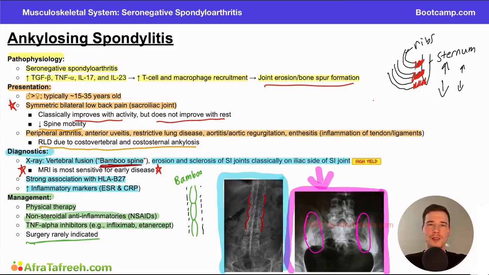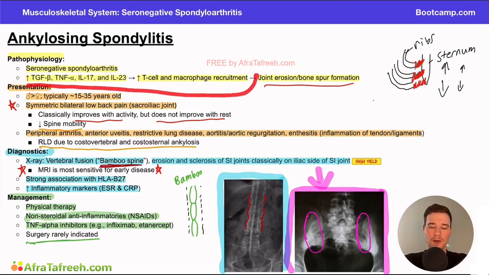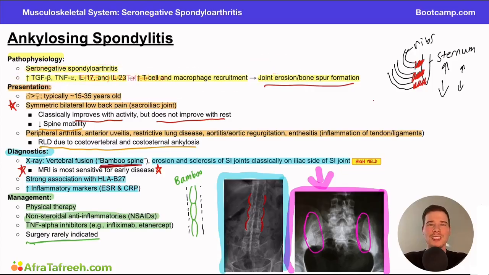So just a quick recap of this video. Again, we're talking about our seronegative, or negative for rheumatoid factor, spondyloarthritis or spondyloarthropathies. In this video, we talked about ankylosing spondylitis, one of the more high yield ones, so definitely want to make sure that you feel comfortable with this going into test day. Pathophysiology here: the real summary of it is that we get an overactivation of inflammation in the body, leading to T cell and macrophage recruitment, ultimately leading to joint erosion and bone spur formation. This leads to a lot of the restrictive findings that we're going to see as well.